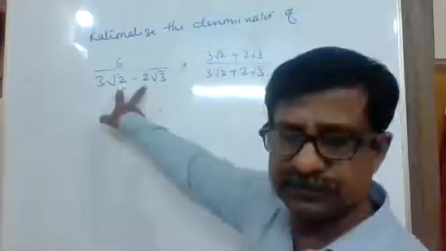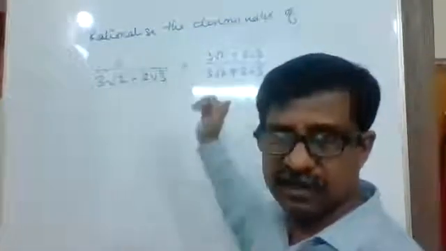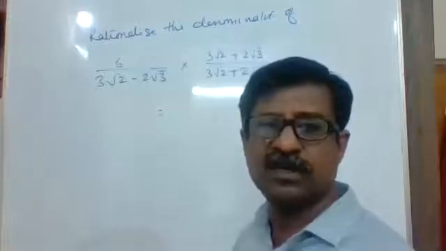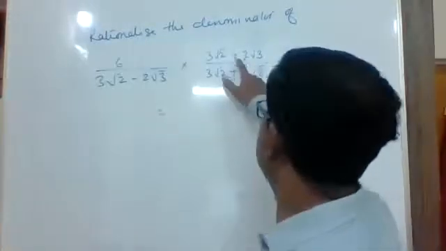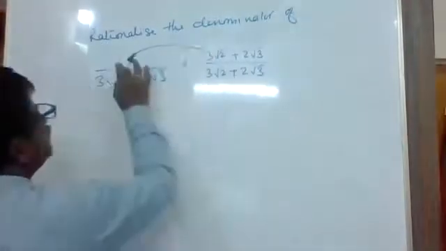Since it is a binomial, the sign is minus. Therefore, we have multiplied the denominator and numerator both by a plus sign. This is plus, this is plus. Now multiply the 6 with each of the terms. 6 has to be multiplied.